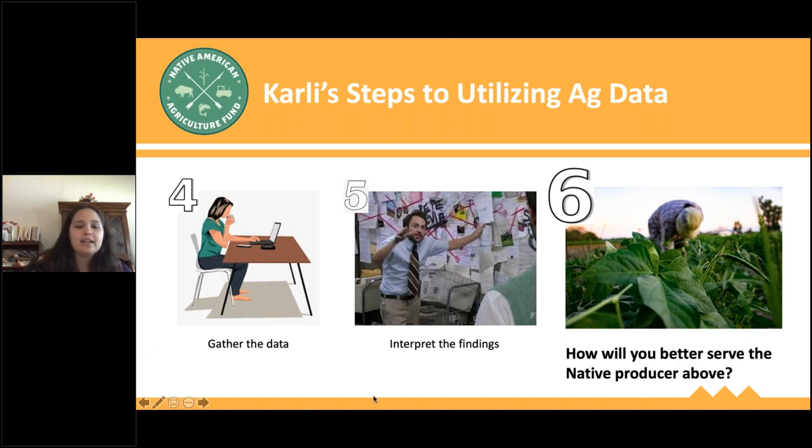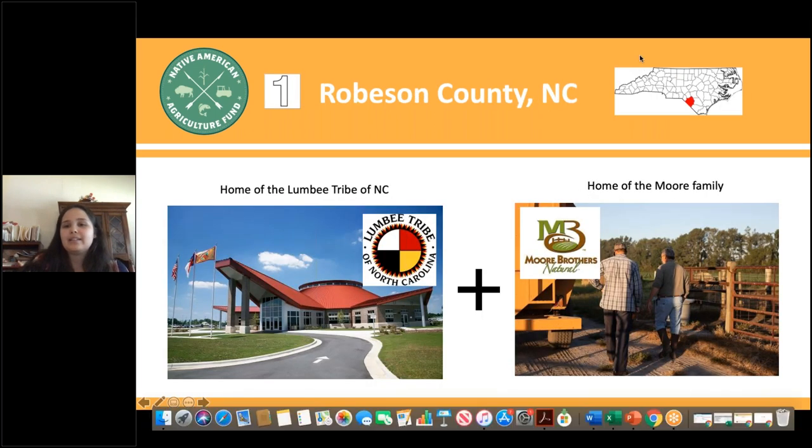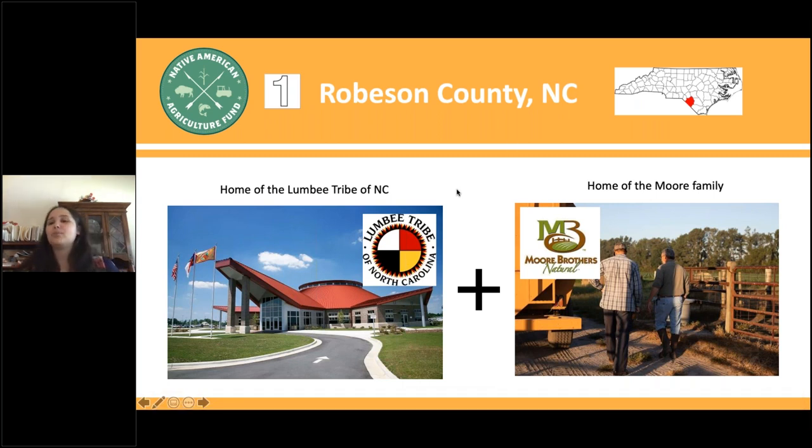All right, so let's do the case study step by step. Number one, Robinson County. This is where I'm from, Robinson County, North Carolina. You can see it's in the southeastern part of the state, outlined in red there. I picked this because it's the home of the Lumbee tribe, my tribe, and it's also the home of my family. There's a picture of my father and my uncle working on the beef farm that we have. So think about your study area of interest.